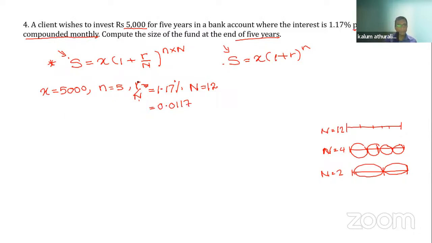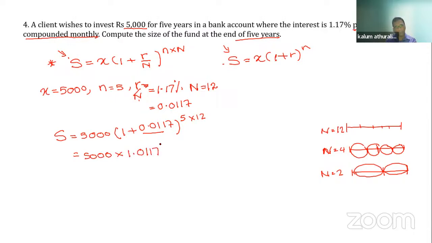Right. Now we can substitute. S equals 5,000 times (1 plus 0.0117) to the power of n times N, where small n is 5 and capital N should be 12. Then 5,000 times 1.0117 to the power of 60. Then you can use the calculator to get the answer directly.